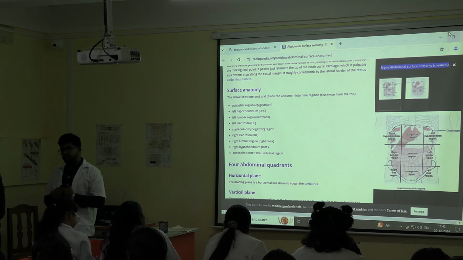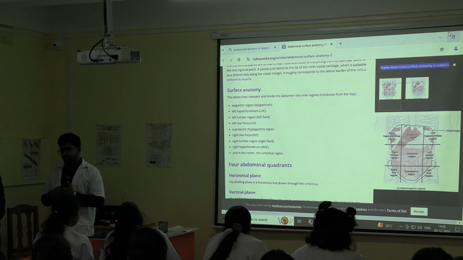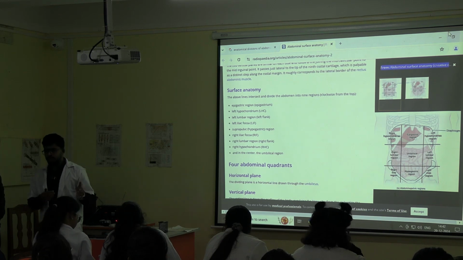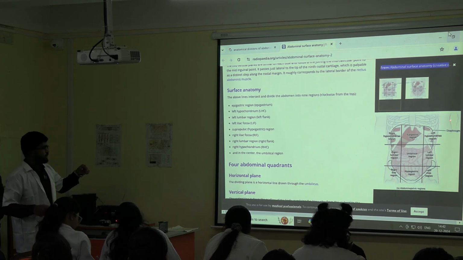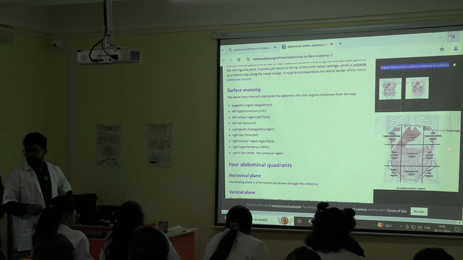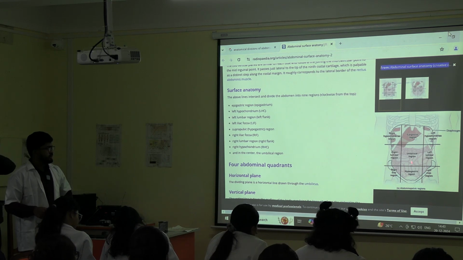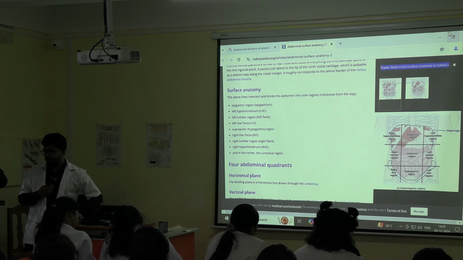Why is it called epigastric? Because of the presence of the stomach, right? Gastric means stomach and epigastric means the part above. This stomach basically lies in, you can see this is the stomach, right? You can see, right? So it basically lies in 3 regions. So the first one is the epigastric region.